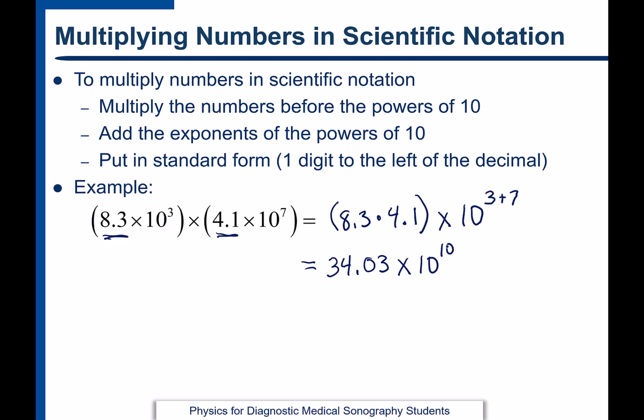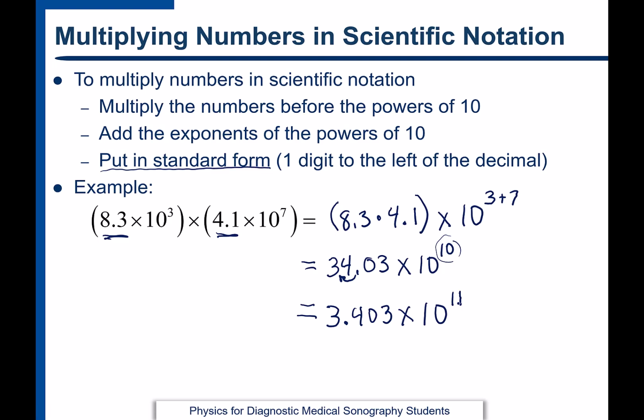Now, you'll notice that the last step is, again, I want to put it in standard form, which means one digit to the left of the decimal. So I want my final answer to be 3.403. And the question is, what do I put here? Well, we already have a 10 here. When I move the decimal to the left, remember that means it's a positive exponent. I've moved it 1 place, so this would be 3.403 times 10 to the 11th.